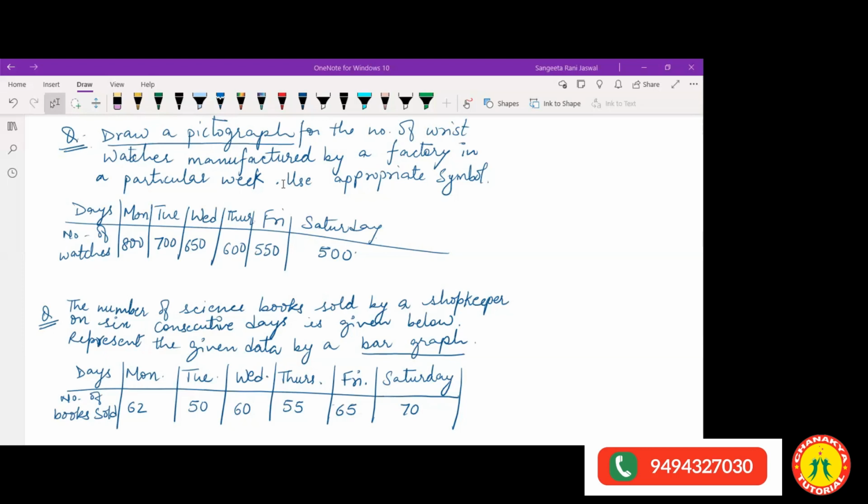And write on x-axis, what have you taken? X-axis is number of days. Okay, days of the week. On your y-axis, you have taken number of books. Mention that also. Yes, ma'am.